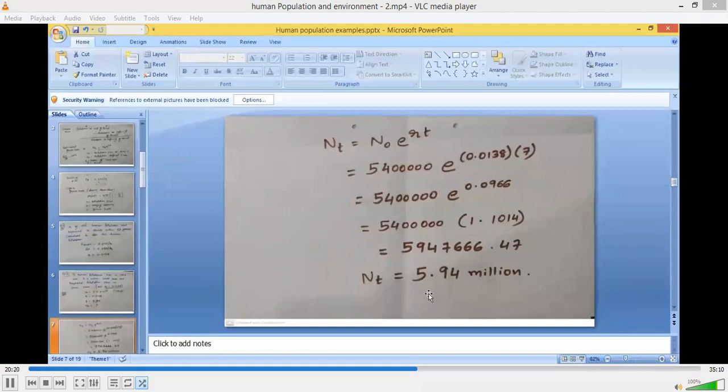Just see this. Is everybody getting this answer or not? Please use your calculator and confirm if you are getting this answer or not.